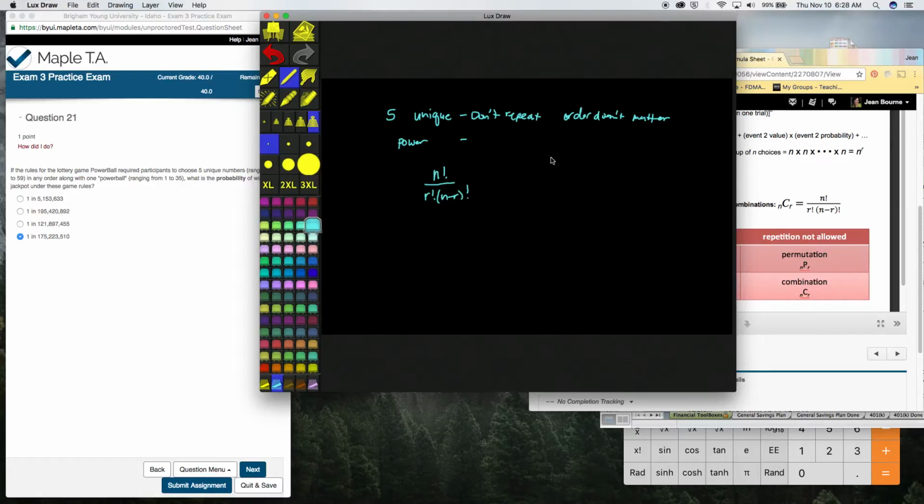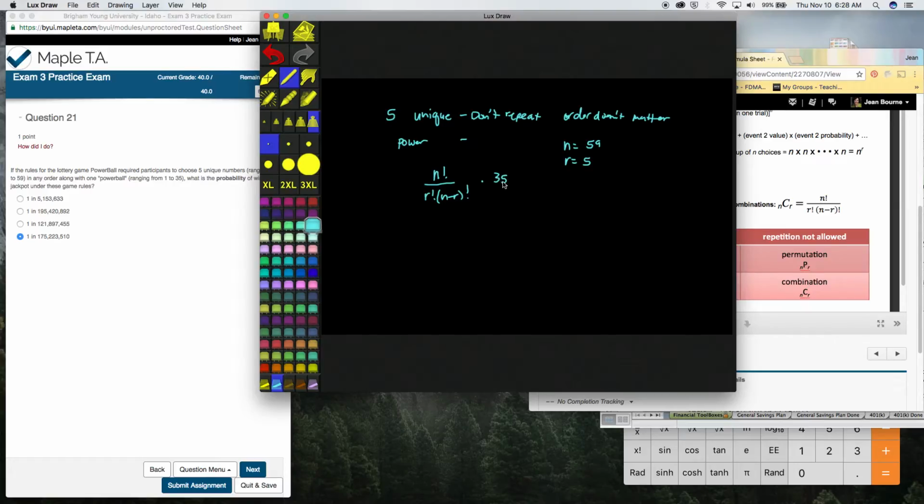In this case, n is going to be 59. I have 59 numbers to choose from, 1 through 59. And R is going to be the 5 numbers that I'm choosing. And then the Powerball, I'm going to multiply this answer by the odds of the Powerball, which is just 35.